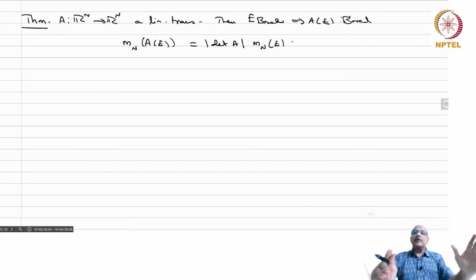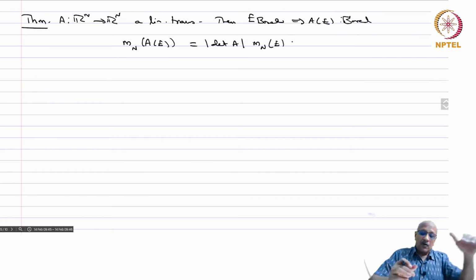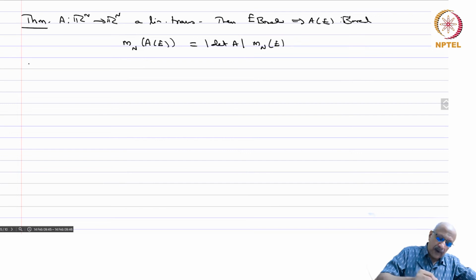So if you have a linear transformation, you have a matrix, so you have a determinant, and the meaning of the determinant is that if you apply the linear transformation, then given any Borel set, the measure gets multiplied by the modulus of the determinant. So this is the geometric meaning of the determinant of a matrix.